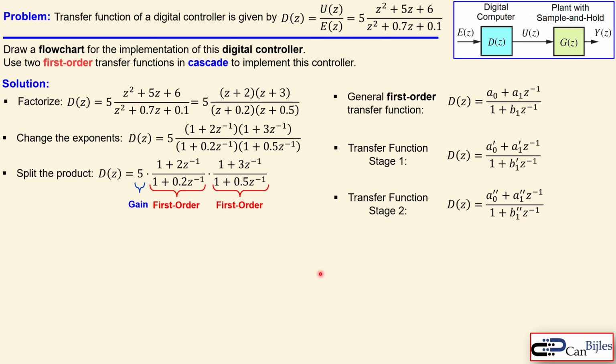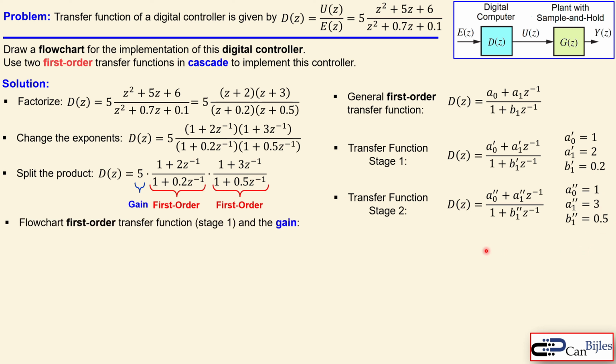Now we will need to look at the transfer function of the first stage, the transfer function of the second stage, and then compare that with our general first order transfer function. Now looking at the first stage, I see it is 1 plus 2z to the power minus 1. That means a0 prime and a1 prime are 1 and 2, and then b1 prime will be 0.2. That's shown here. In a similar form, you look at this one and you also determine a0, a1 and b1, and then of course double primes. So you get 1, 3, 0.5. That's all shown here. So this is actually the necessary information we need to develop our flowcharts.